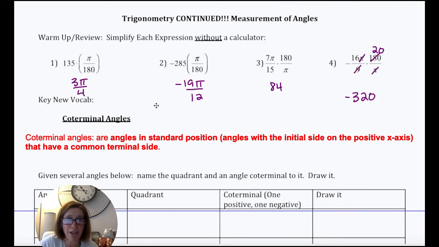Okay, so if you simplified these correctly, you would have gotten 3 pi over 4. That is a simplified answer. You would have gotten negative 19 pi over 12. They both had a common factor of 15. You would have gotten 84, and you would have gotten negative 320. Okay, so if you didn't get those, go back and try it again. See if you just didn't simplify it enough, okay?